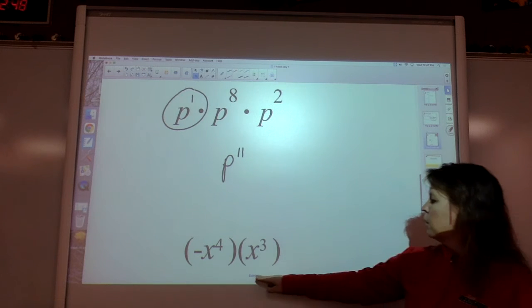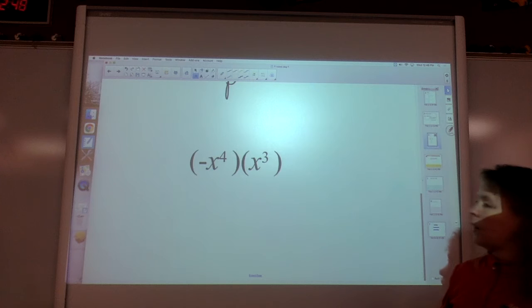This one, instead of a dot, will work with parentheses, and the parentheses will help offset the negative sign.